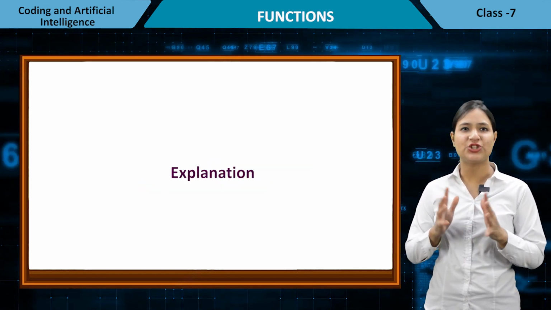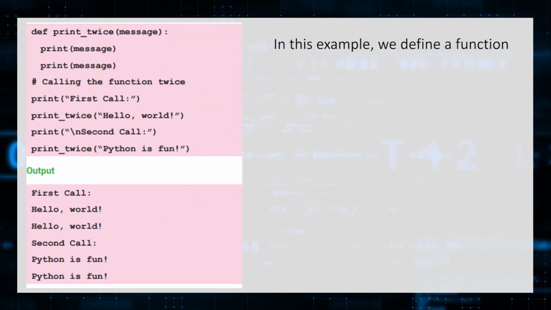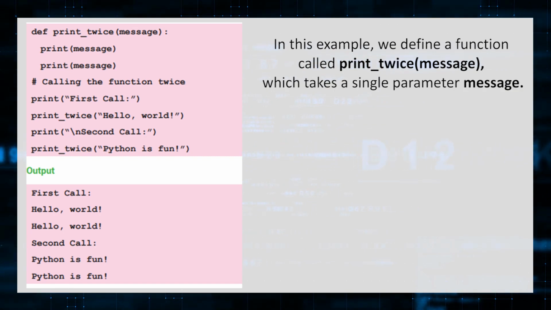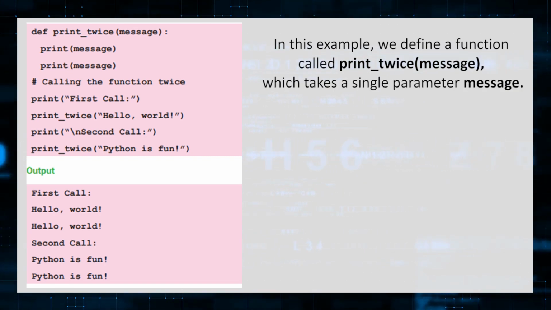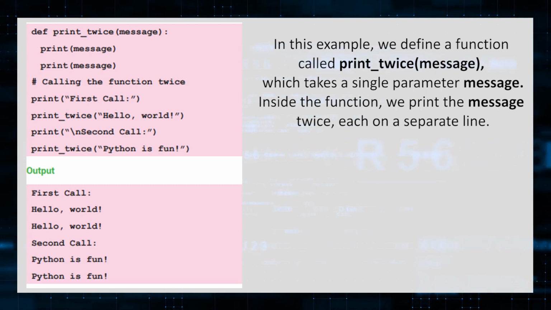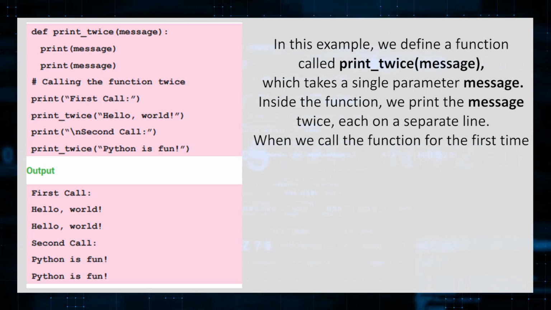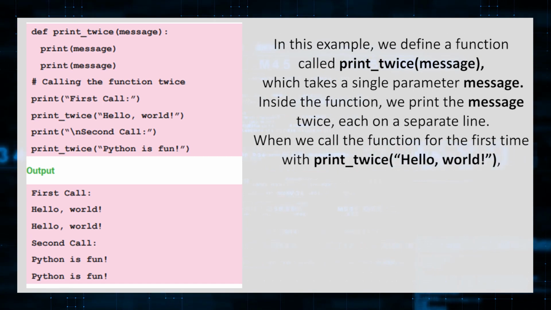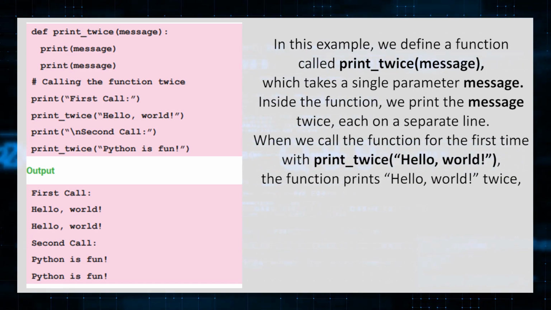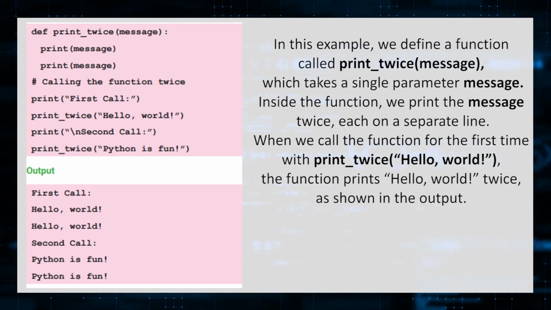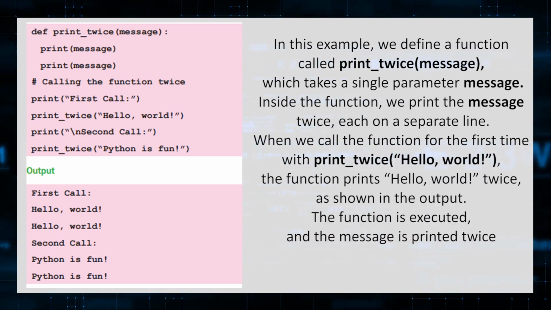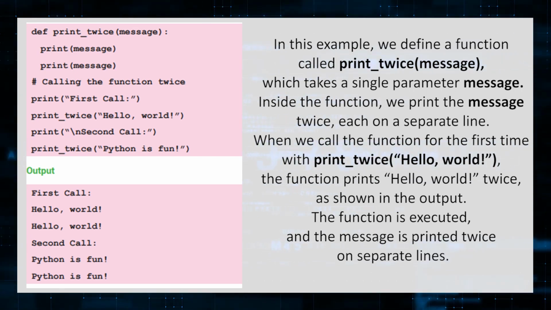Output. Explanation. In this example, we define a function called print_twice(message), which takes a single parameter message. Inside the function, we print the message twice, each on a separate line. When we call the function for the first time with print_twice("hello world"), the function prints hello world twice as shown in the output. The function is executed and the message is printed twice on separate lines.